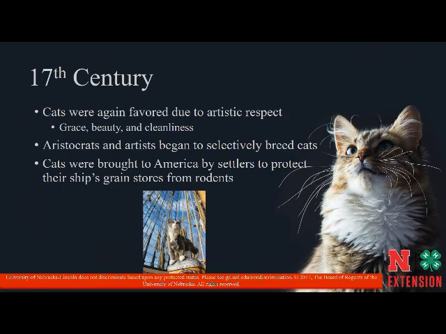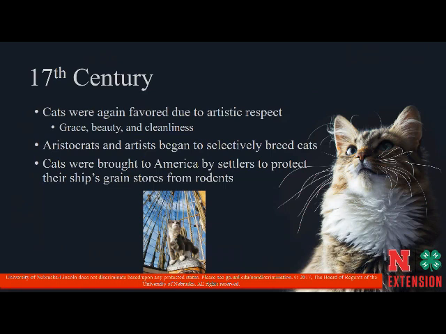Cats were brought to America by settlers to protect their ship's grain stores from the rodents. So again, the same thing. If you have grain on a ship, you're going to get mice and rats and all those little creatures, and the cats would kill them, and so nothing would happen to the grain.